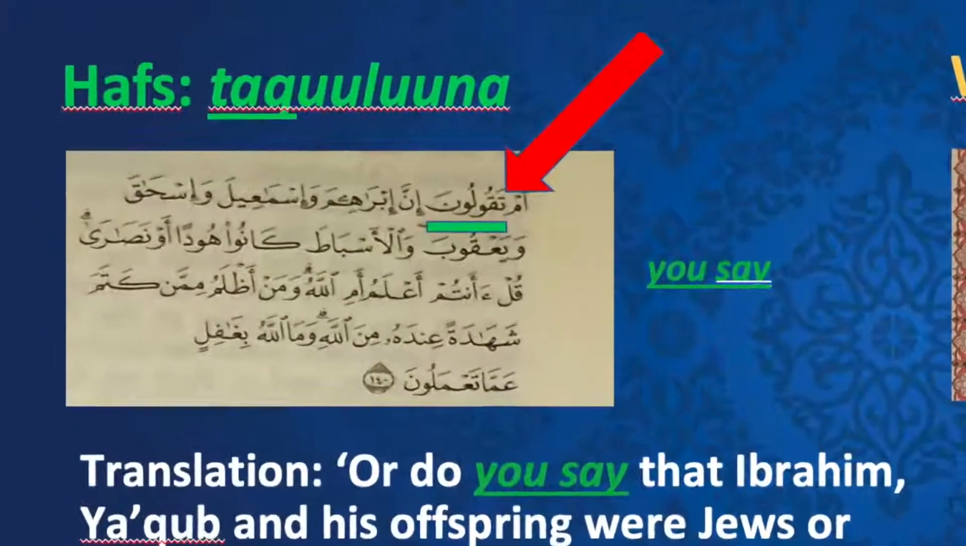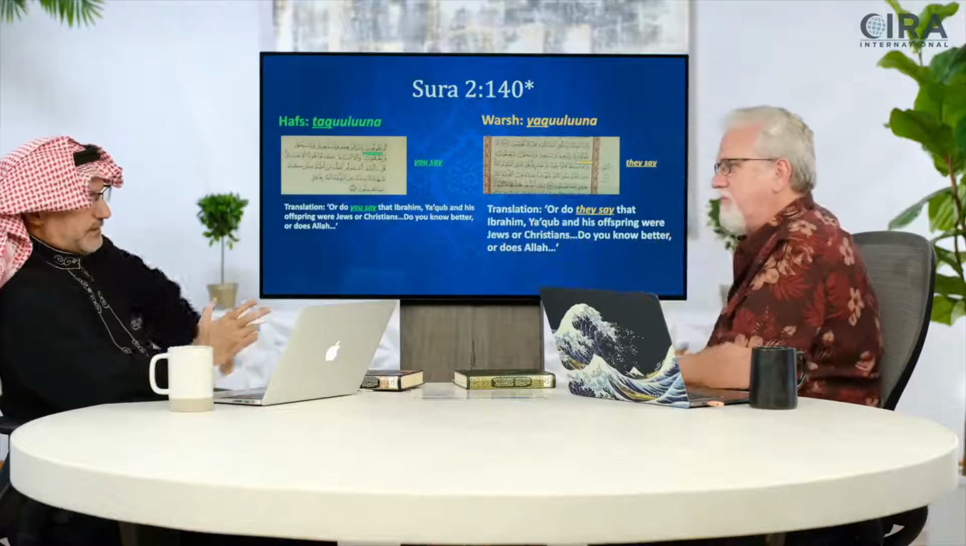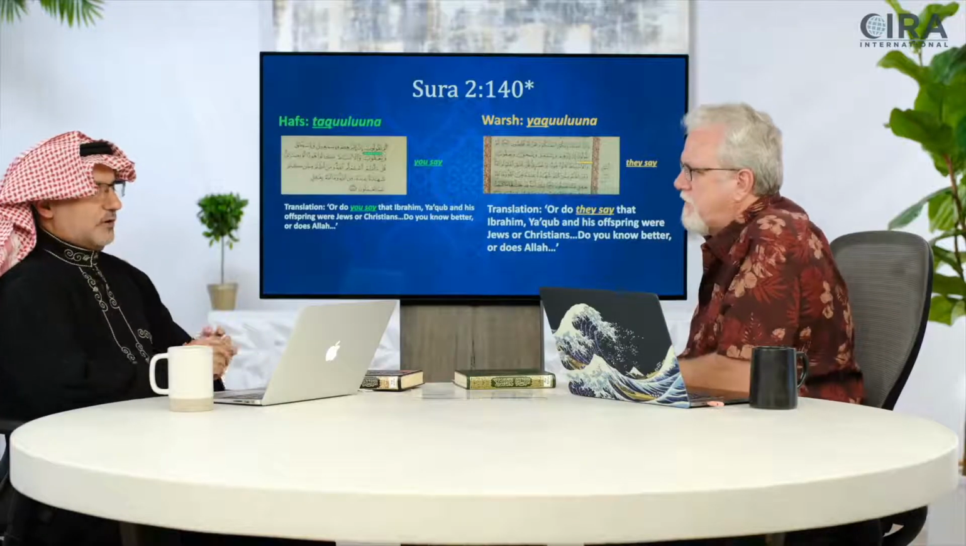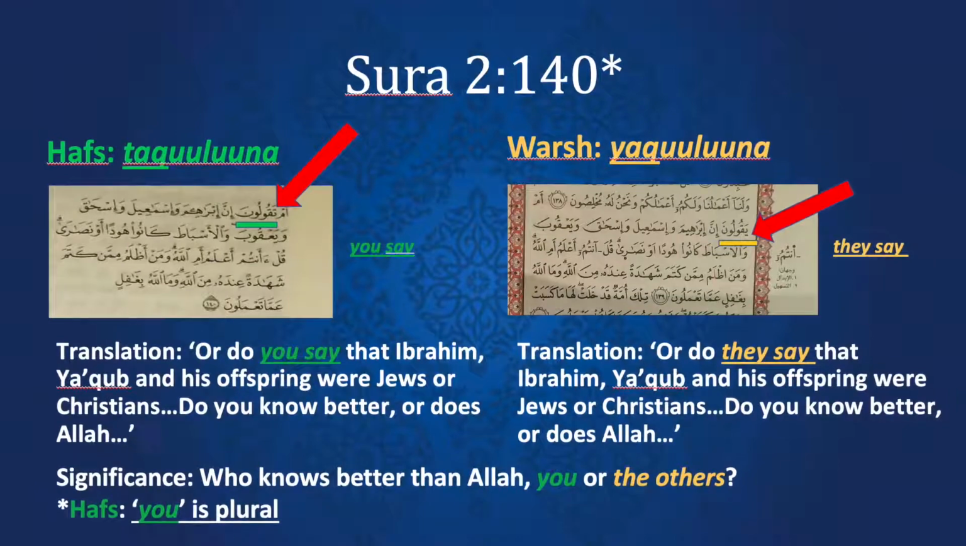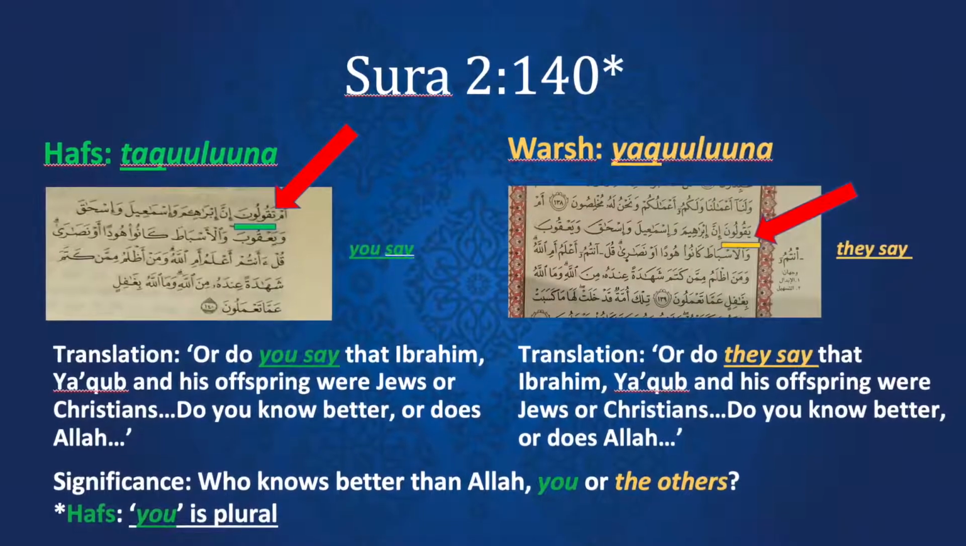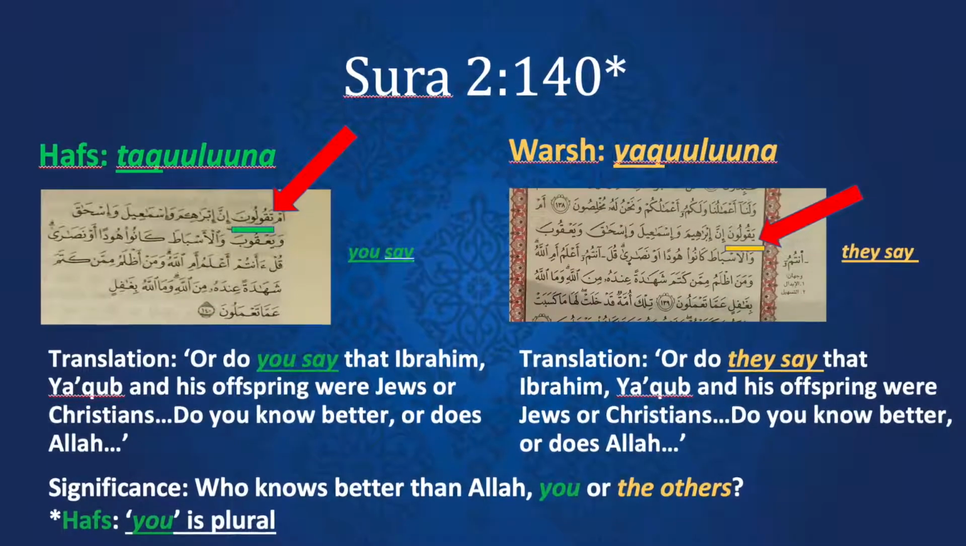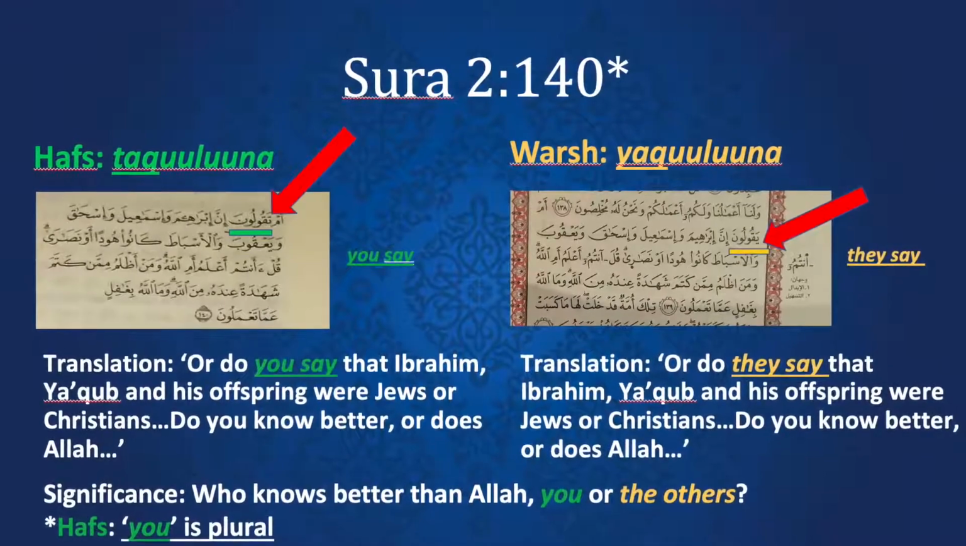Does that change the Arabic? Back to you. Yep. The Arabic of HAFS here reads Taquuluuna. And it's really a question: Am Taquuluuna? Are you saying this? So who's Allah speaking to? He's speaking to somebody right this minute. And you're saying, are you claiming this about Abraham, for instance, about Ishmael, about Isaac, about Jacob and the 12 tribes, that they were either Jews or Christians?